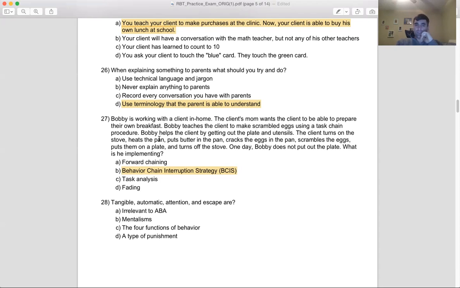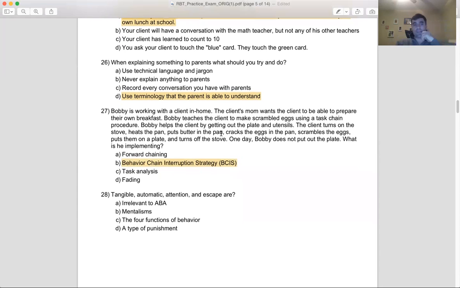C, task analysis. Remember earlier, right? What's the difference between a task analysis and a task chain? Task analysis is you're breaking it down, right? The task chain is you're teaching it. So in this scenario, it's already been broken down, okay? So it's not C, we're just teaching it now. Fading, no, right? We're not fading anything, okay? So B.